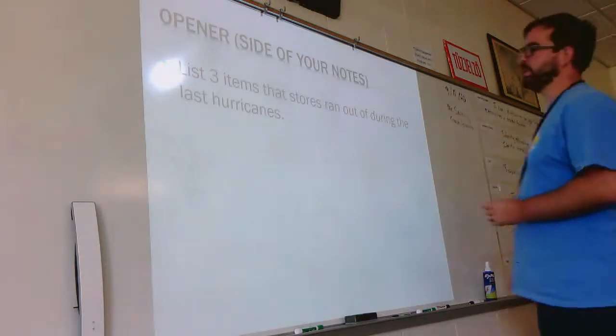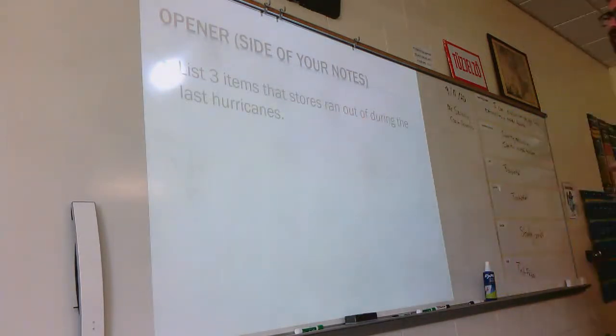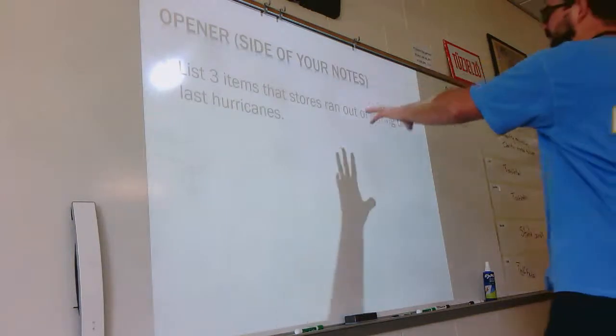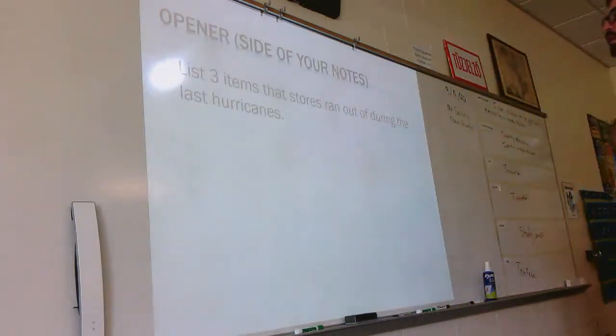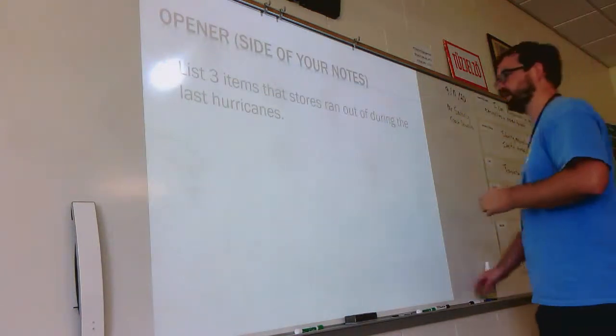Alright, so the first thing that I want you to do, and you can just do this on the side of your notes, is write down 3 things that you saw stores run out of during the last couple hurricanes, whether it was Irma, Andrew, Hermine. Go ahead and write down 3 things that you notice kind of disappear off the shelves. And what I want to look at today is why the demand for these things changed during the hurricane.